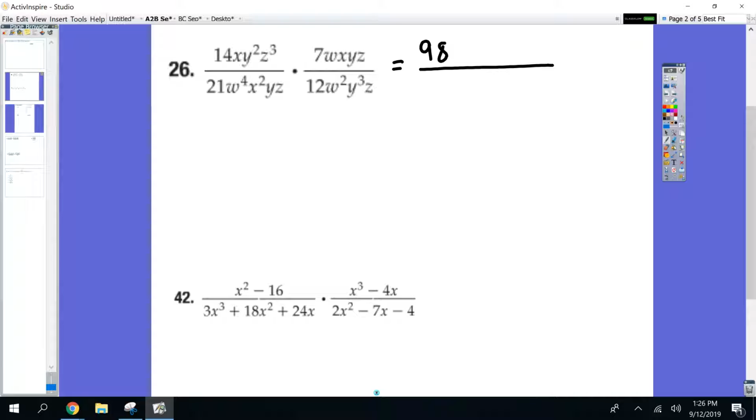Okay, ready? I got an X and another X. How many on top? 2. I got Y squared and Y. How many? 3. I got Z squared and Z. 4th, and I got that W hanging out that I don't want to forget about. So there's the top. What about the bottom?